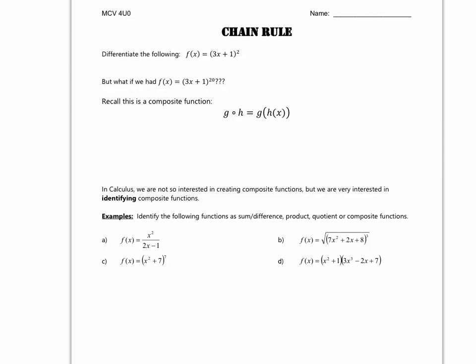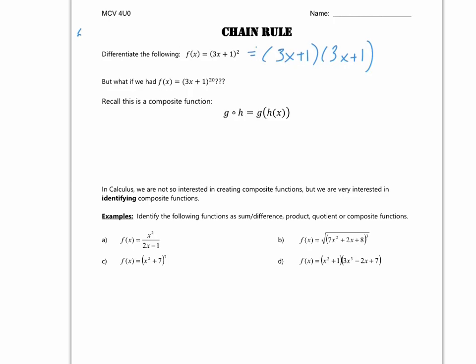Okay, so today we're going to learn our last basic rule, which is called the chain rule. Suppose I gave you a function like this to differentiate. We know that we would just simply write that as 3x plus 1 times 3x plus 1, and we would use the product rule, okay?